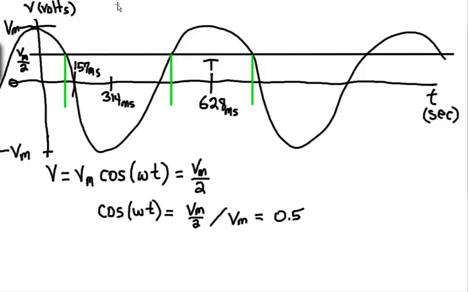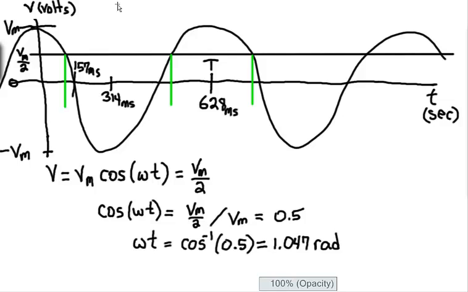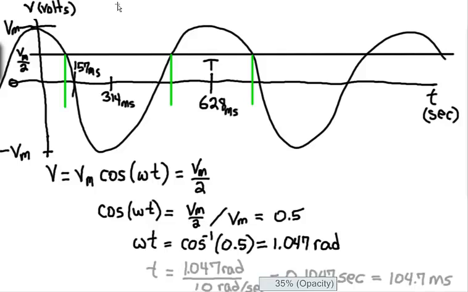Well, divide both sides of the equation by Vm, and we see that cosine of omega t is 0.5. Take the arc cosine of both sides. Omega t then is 1.047 radians. Divide both sides of the equation by omega, and we see that time is equal to 0.1047 seconds, or 104 milliseconds. 104 milliseconds is one of those times.